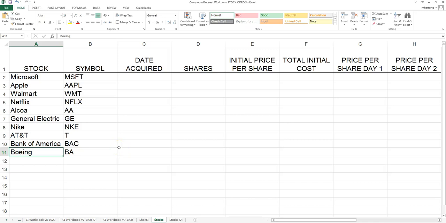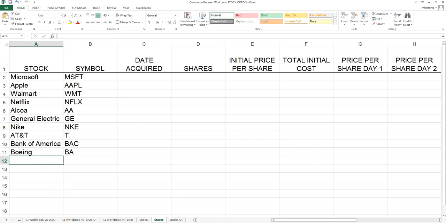For video three, we are going to add to our stock worksheet that we completed at the end of video two. We have 10 companies that are listed. What you will do is go out and find 10 more and do the same thing. You'll get the name of the company and the company's stock market symbol.